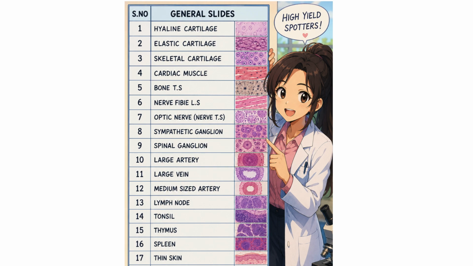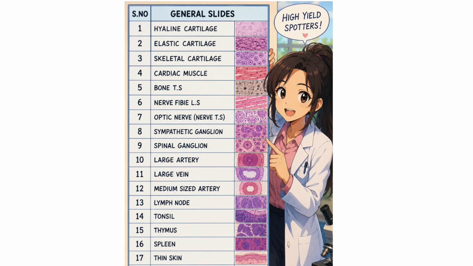For thymus, the points are lobulated. Each lobule has cortex, that is outer cortex, and inner medulla. Hassall corpuscles in the medulla, that is concentric whorls, is a hallmark feature. There are no germinal centers.